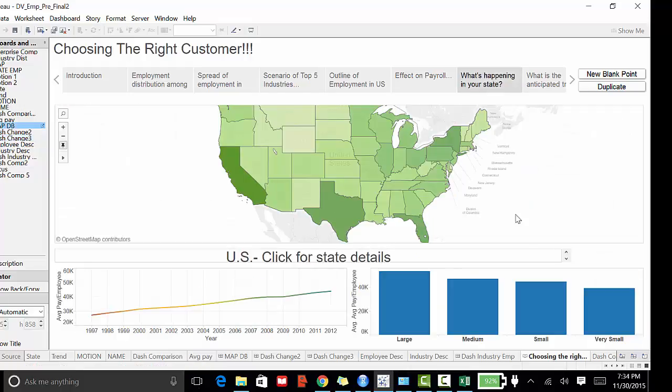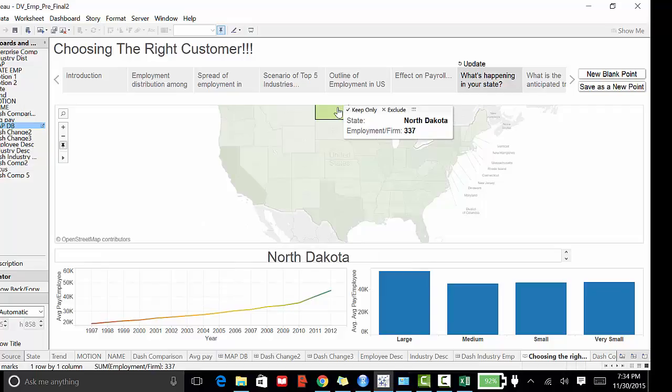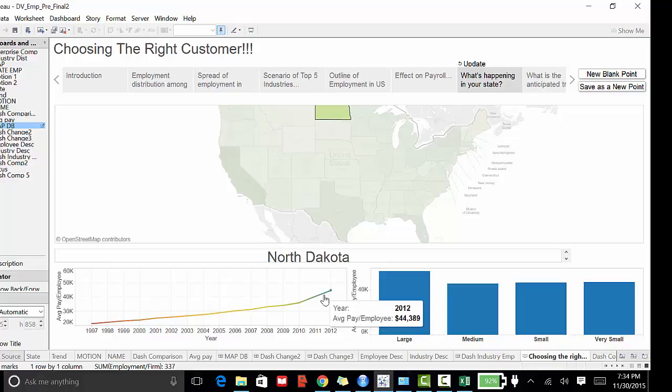Now, in this dashboard, the map visualization gives us the scenario of employment per firm ratio, and the bar and the line chart help us go a level further and analyze this scenario based on enterprise size and the trend over time for that state. Now selecting North Dakota, we see the major change that happened was after 2010, and this was due to the boom in the oil industry which increased the overall job market.